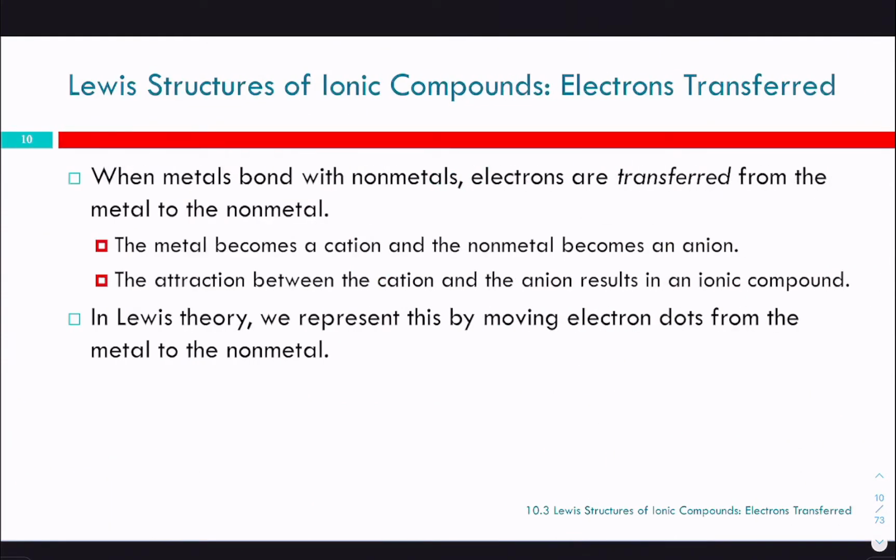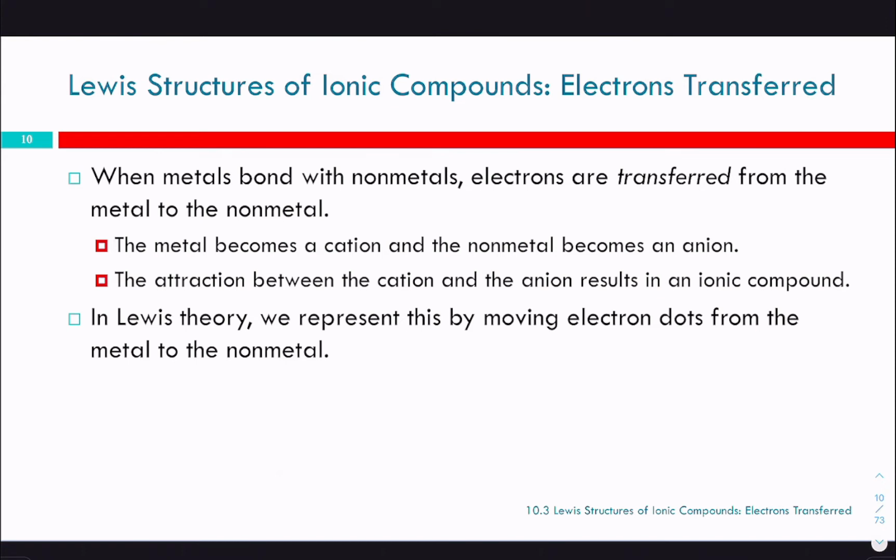So we have metals bond with nonmetals. We transfer those electrons because magnesium wants to get rid of them. Sulfur is looking to get more. So the metal becomes a cation because now it has more protons than it has electrons, so it has an overall positive charge. For sulfur, or a nonmetal, it becomes an anion because gaining electrons means it has more electrons than it has protons, so it has an overall negative charge.